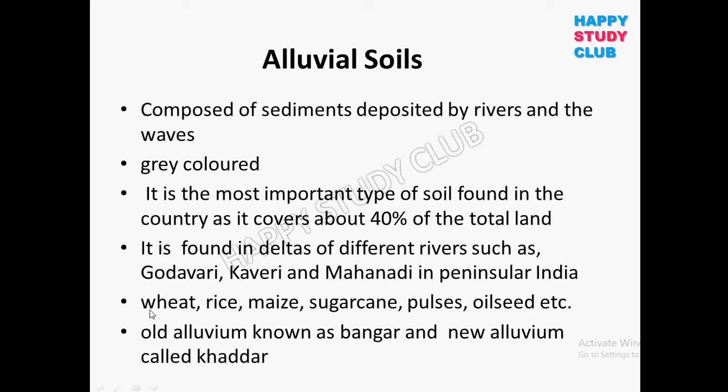Now these are the crops which can be cultivated in alluvial soils: wheat, rice, maize, sugarcane, pulses, oil seeds, etc. Now there are two types of alluvial soil that you should know. Old alluvium is known as Bangar, and new alluvium is known as Khadar.